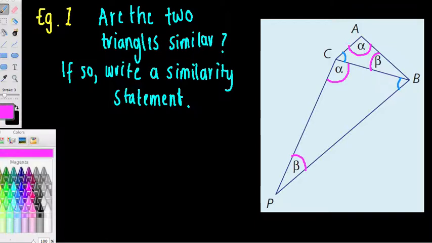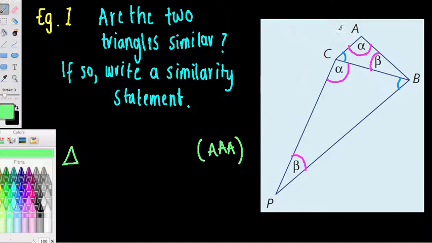Let's write our similarity statement. Seeing as we can see that these two triangles have the same angles, we know that our reasoning, I'm going to put that in, is AAA. The angle test applies for these two triangles. It proves that they are similar. Alright, now let's write the similarity statement, shall we?